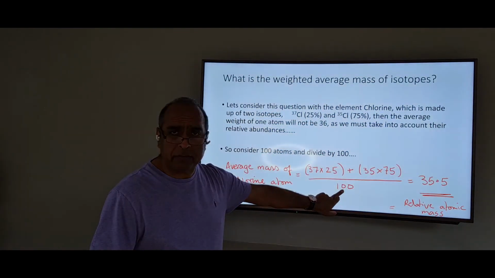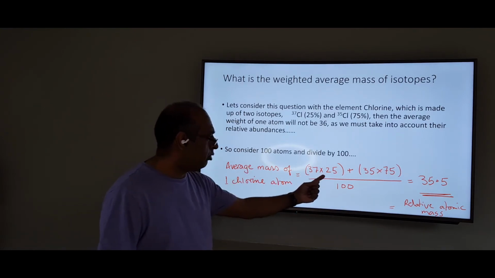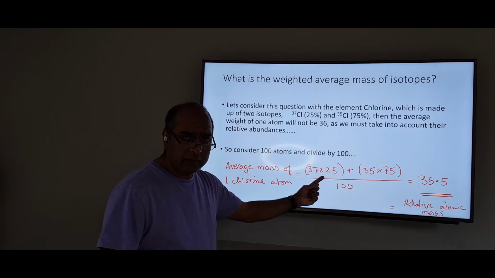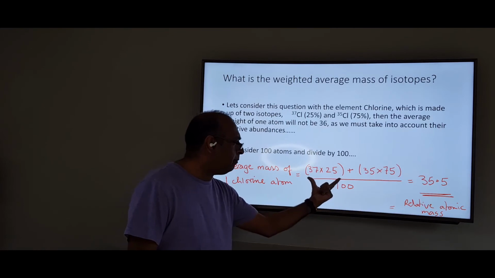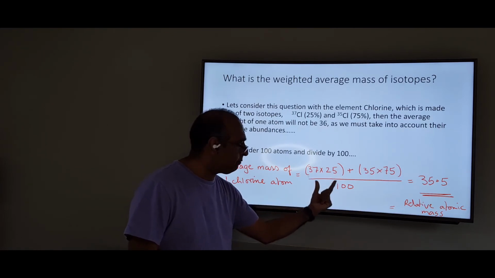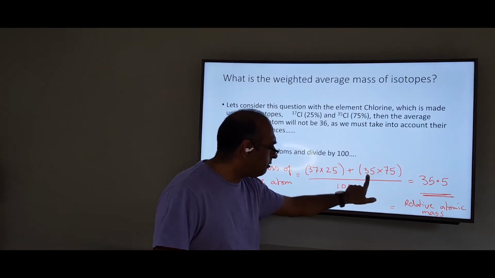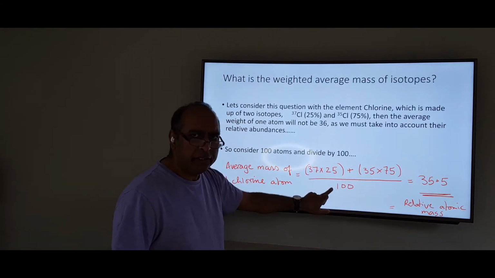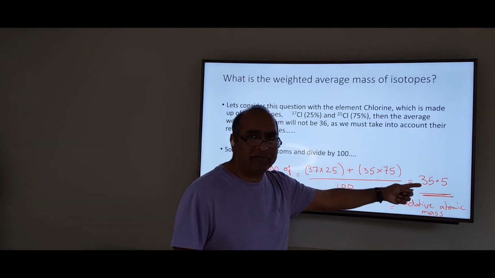You divide by 100 chlorine atoms to get the weight of one of them. Now, the average mass of a chlorine atom here: 25 of these chlorines weigh 37, so that would be the mass of 25 of them. That would be the mass of the other 75 of them. 75 of them are the lighter mass, 25 of them are the heavier mass. Overall, you divide by 100 to get the average mass of one of them. When you do that, you get an answer of 35.5.